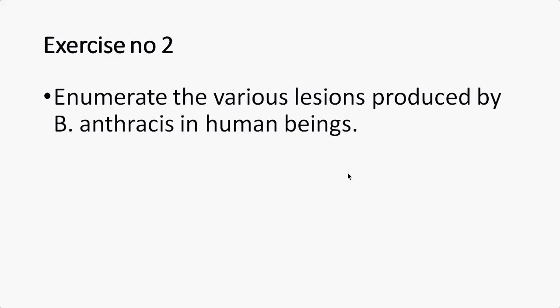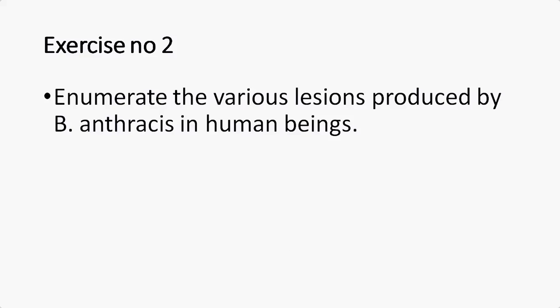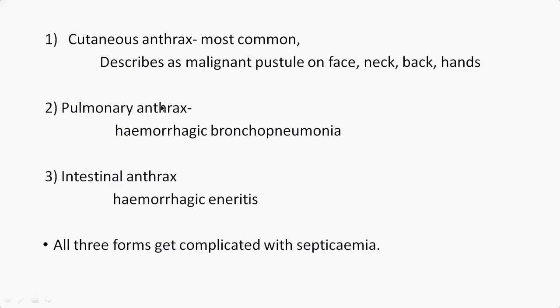Exercise number 2: enumerate the various lesions produced by Bacillus anthracis in human beings. The clinical lesion is cutaneous anthrax, due to handling of infected animals, or their wool, hair or bristles. It is the most common infection. You have seen that picture already; it is known as a malignant pustule. There is a black lesion around where the vesicles have formed, present only at the handling areas like the face, neck, back and hands.